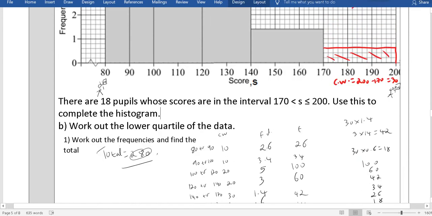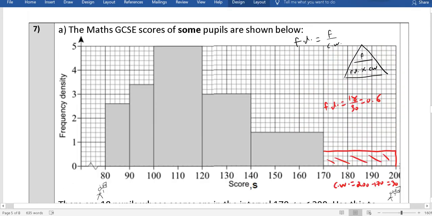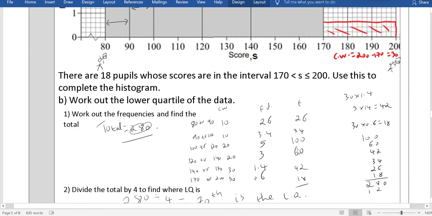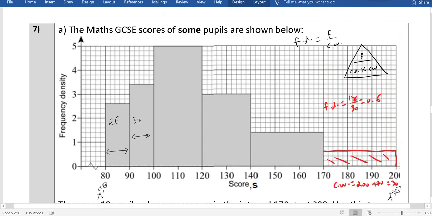So we know from the little table that we did that the frequencies go 26. So there's 26 people you can consider in this interval. 26 pupils with a score between 80 and 90. Excuse me, 34 between 90 and 100. And I believe it was 100 between 100 and 120. So we can use a cumulative frequency to work out the numbers of pupils. There's 26 plus 34, so between 80 and 100 is 60. Now we want the 70th person, so we know they're not going to be in these first 2 bars because there's only 60 people.